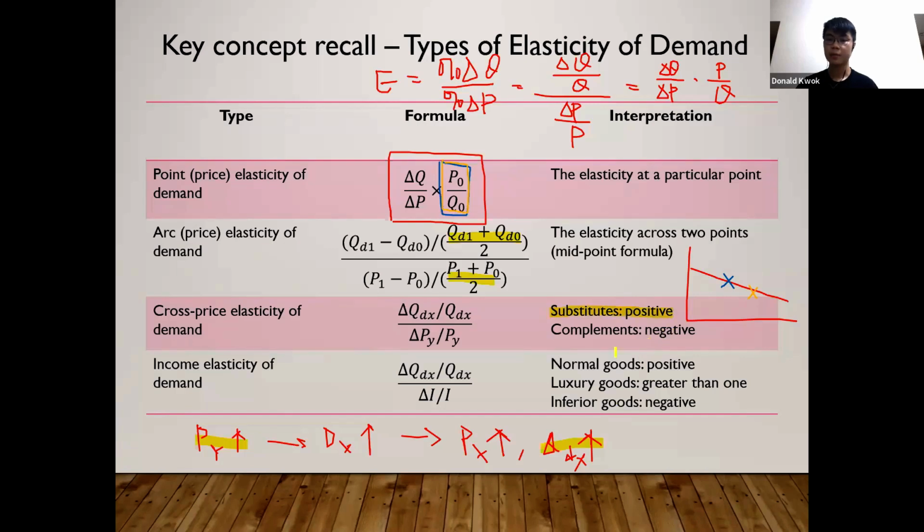And similarly for complements, it is negative because the price and the demand for the complement move in an opposite direction.